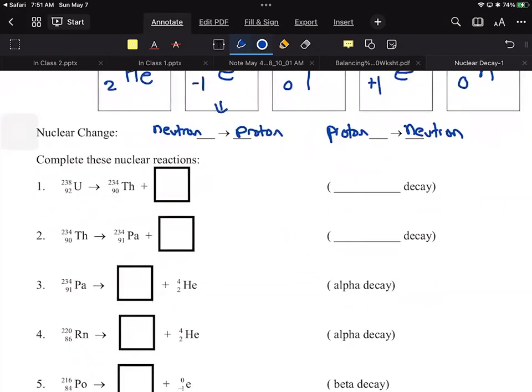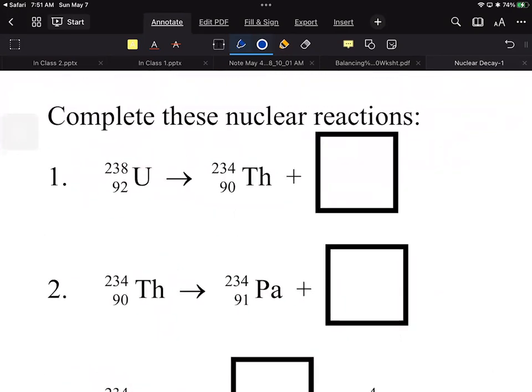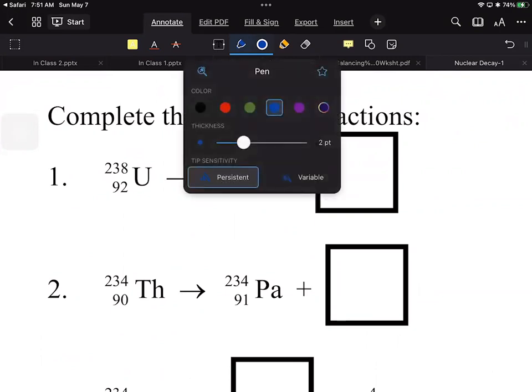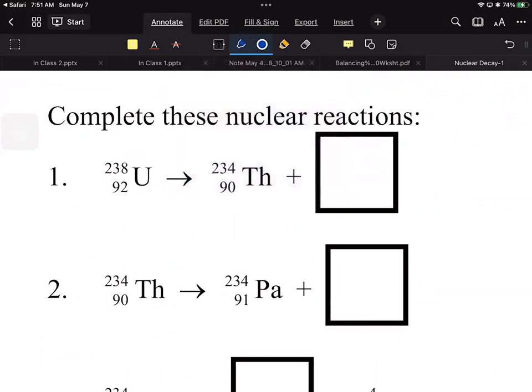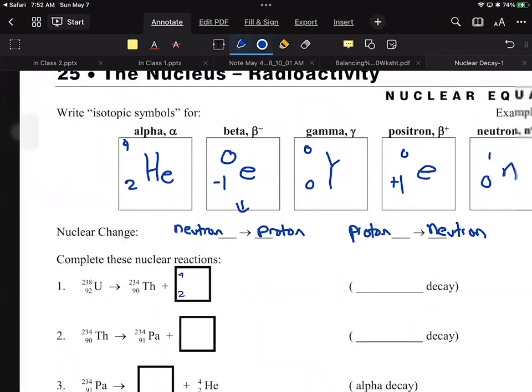All right. Complete these nuclear charges. The first thing I like to do is look at these numbers and see what's missing. For the first one, 238 goes into 234. So 234 plus what equals 238? That'll be 4. Then 92 to 90: 90 plus what equals 92? That will be 2. And this isotope particle will be helium.